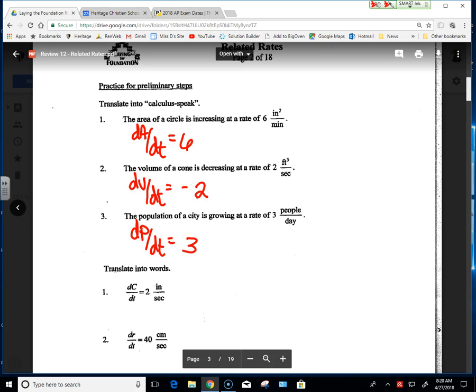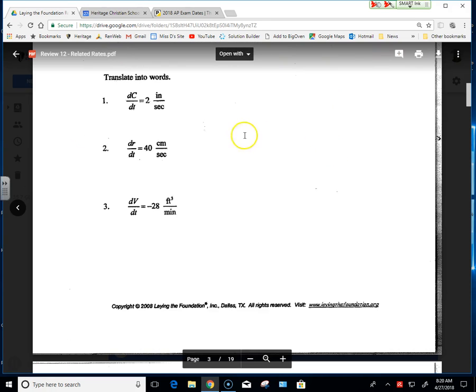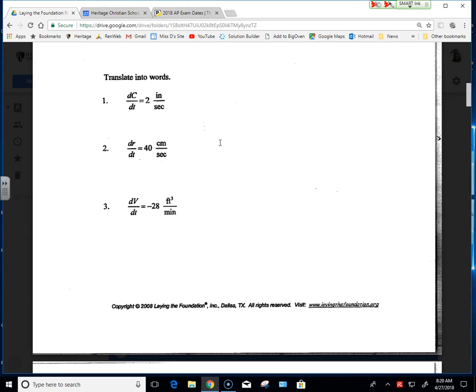When you guys see these ones down below, let's say they give you not the words, but they give you the expression, or you see this. What do you think dC/dt could be standing for? Yeah, the rate of change of circumference is... No. Look at the words up above. Increasing. Does that make sense? At a rate of 2 inches per second.